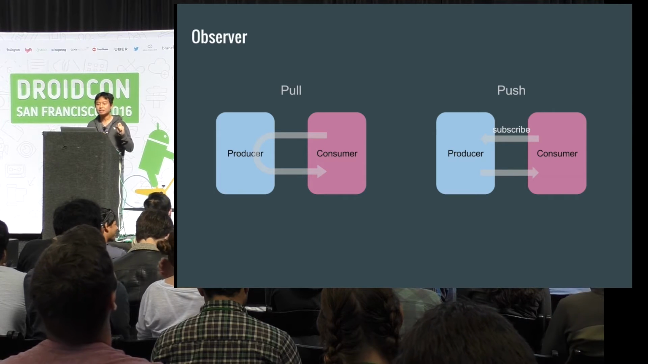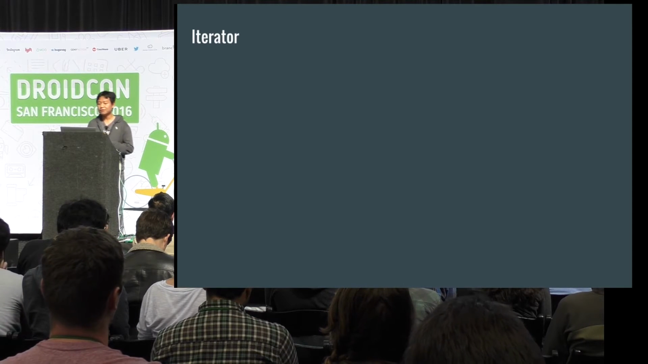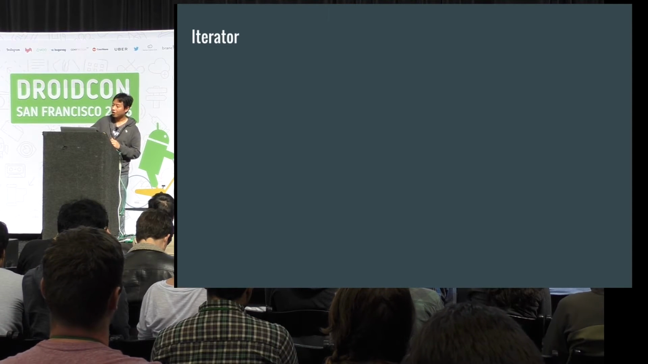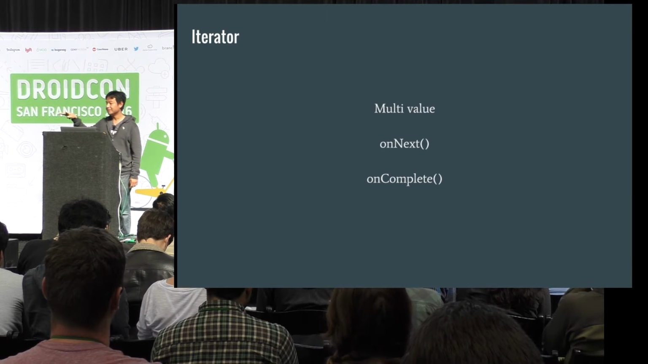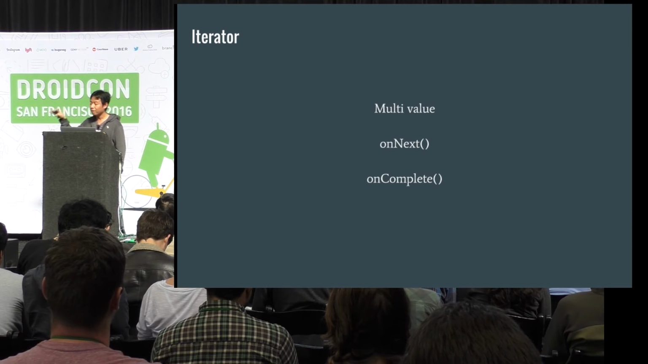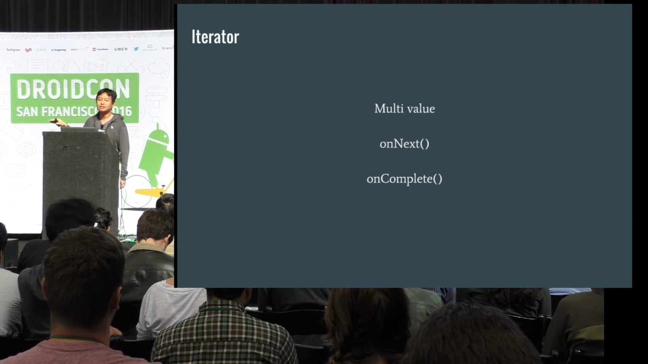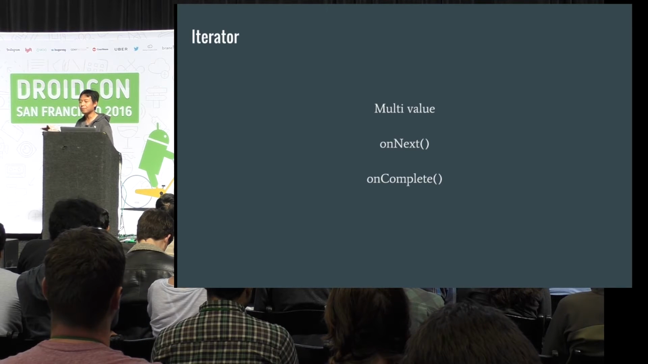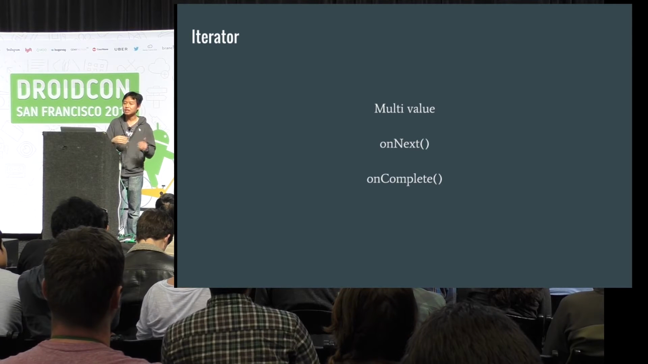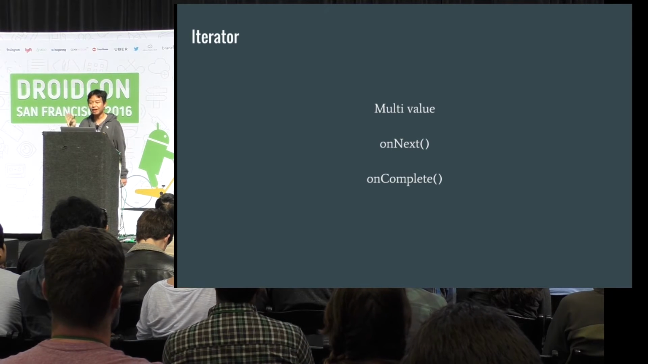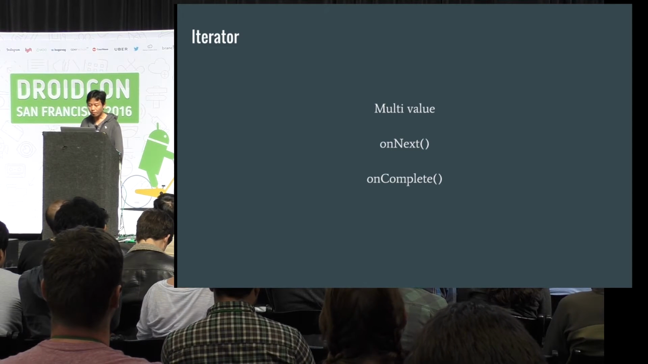The second thing is iterator. Iterator is basically how you do multiple values, and what the observer lacks is these functions, on next and on complete. If you think that this is not important, it is very, very important in Rx. In reactive programming, this is very important. I cannot explain it in detail, but when you see the sample, you can understand why it is important.